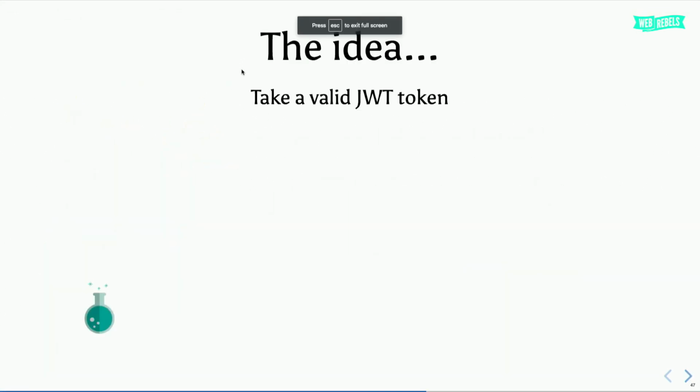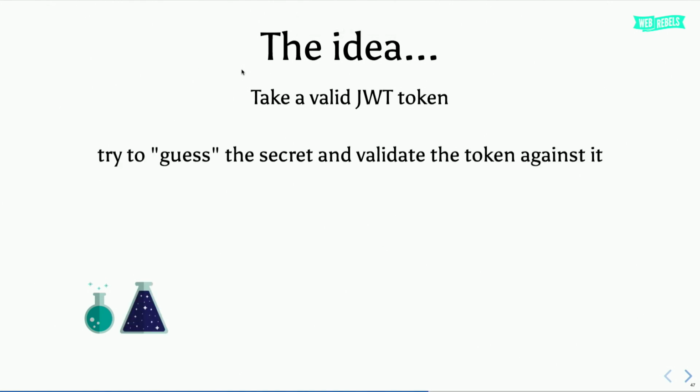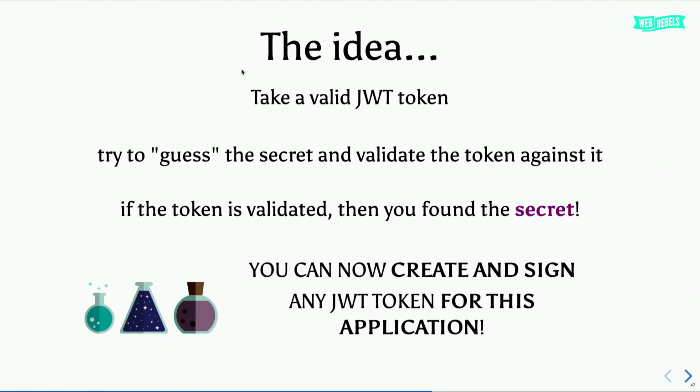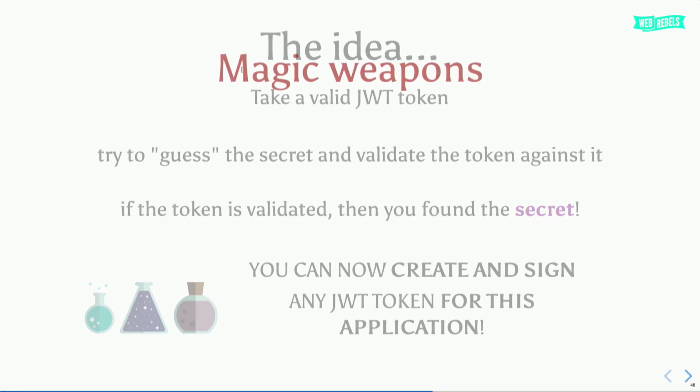OK, so at this point, we know what the idea is. We found a valid token because we were able to log in, and we are trying to guess this secret with a brute force attack. The idea of this brute force attack is that the system is going to try any possible password over the alphabet we specified. And if one of these passwords, one of these secrets, is going to validate the token, then we found the actual secret. And when we have that, we can actually build our own tokens. And the application is not going to be able to distinguish between the ones that were actually generated by the server and the ones we are generating ourselves.